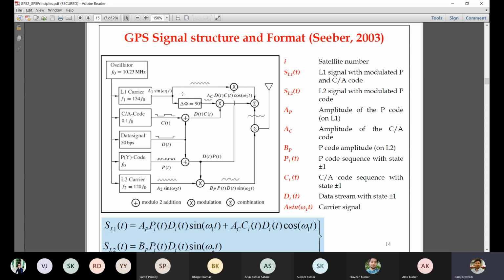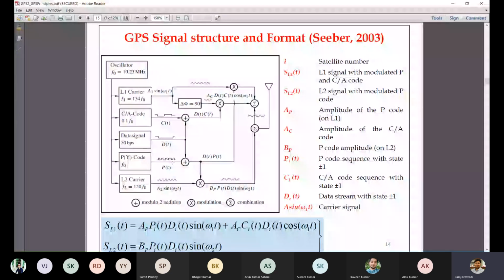Why? Because you have to modulate the CA code. First, the navigation message has modulo 2 addition with the CA code and P code. You can see it here. This is the navigation message. It goes and has modulo 2 addition with the CA code and P code. Now the signal becomes D(t)C(t). That is again modulated over this carrier. The split carrier becomes A_C D(t)C(t) cos omega t. Here, since it has a 90-degree phase shift, sine of 90 plus phi is cos phi.